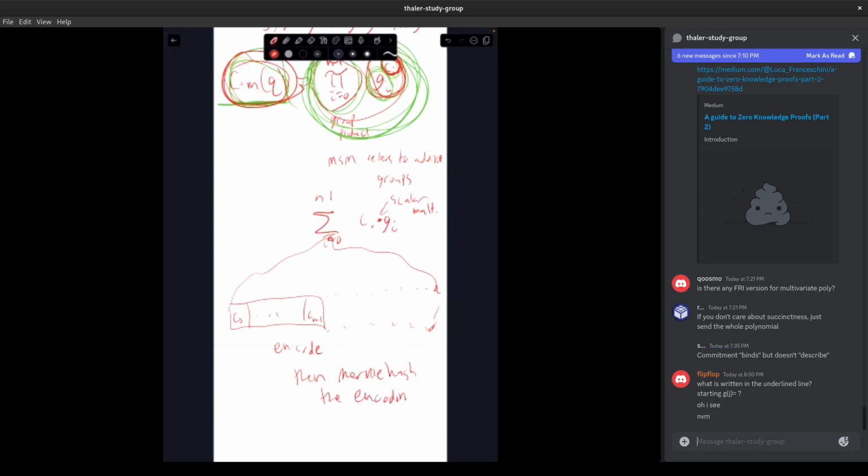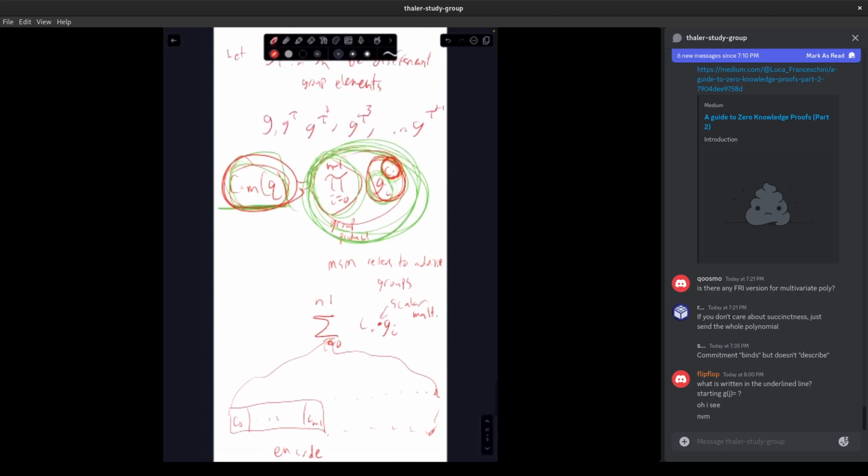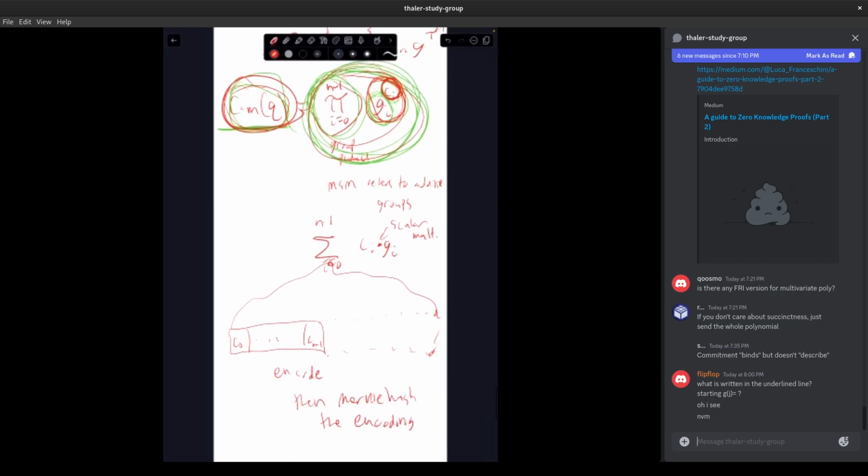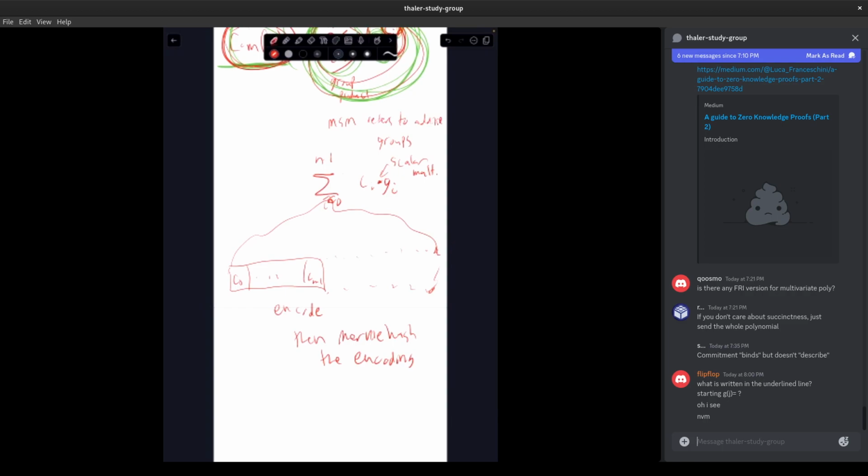Okay. So in these commitment schemes, if you use groups, the commitment tends to be an MSM. If you use hashing only, FRI, Binius, Brakedown, whatever, the commitment involves an encoding step and then a hashing step.